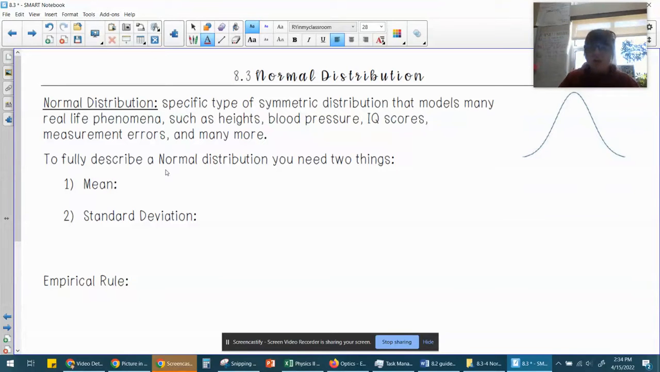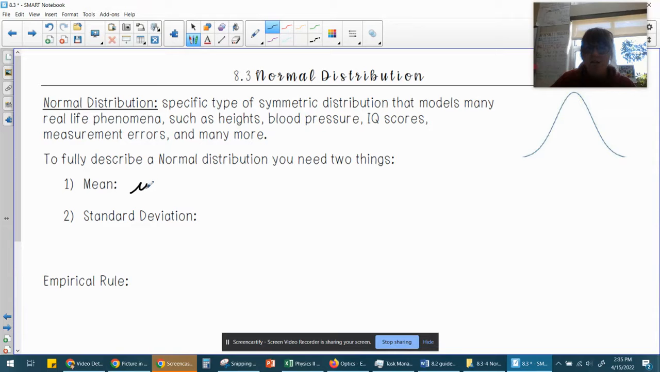So a normal distribution can be fully described with only two things. One is the mean. So we've talked about the mean. That's when you add up all of the numbers and find the average. Since it's a symmetrical distribution, the mean will be right in the middle. For normal distributions, the mean has a new variable. The variable is the Greek letter mu.